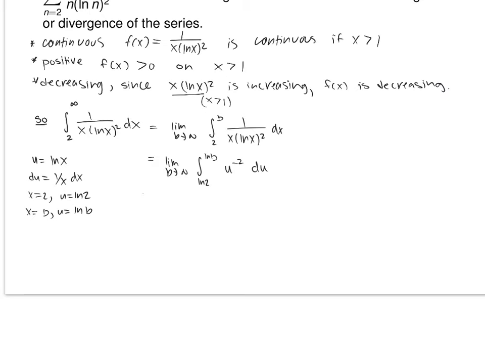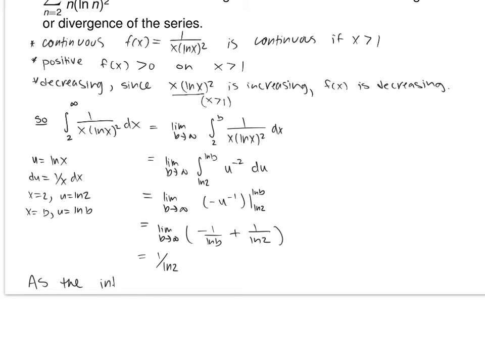Okay. So what's the antiderivative of u to the minus 2? Negative u to the negative 1. Great. So we have negative 1 over natural log b plus 1 over natural log 2. Yes? So natural log of b, as b goes to infinity, goes to infinity, right? 1 over infinity goes to 0, so this just goes to 1 over natural log of 2. Good job. And as the integral converges, so does the series.